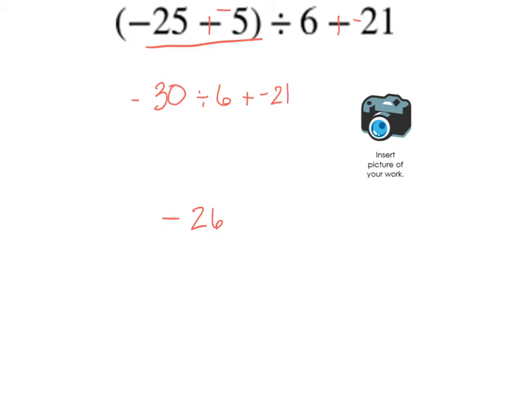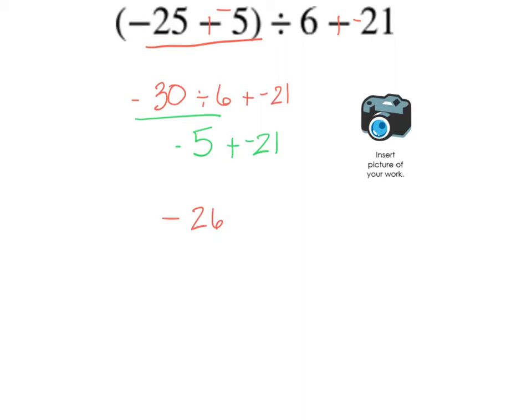Okay, I see a division symbol, so I'm going to divide. 30 divided by 6 is 5. Now I have to figure out what sign it is. Same sign positive, different sign negative. Everything else I'm going to bring straight down as it is.